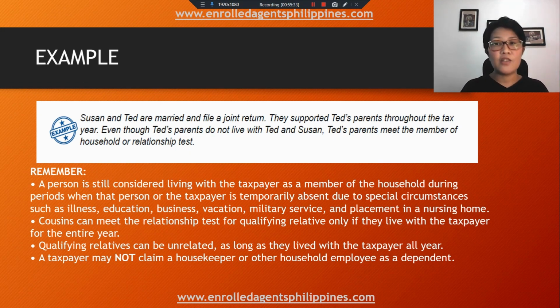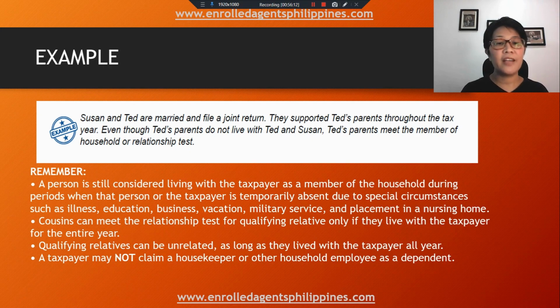Okay? So ito, tandaan ninyo lang guys, nilagay ko dito as note. A person is still considered living with the taxpayer as a member of the household during the periods when that person or the taxpayer is temporarily absent due to special circumstances, such as illness, education, business, vacation, military service, and placement in nursing home. Cousins can meet the relationship test for qualifying relative only if they live with the taxpayer for the entire tax year. So kahit kadugo mo yan, kung hindi nakatira sa inyo, hindi po pwede.